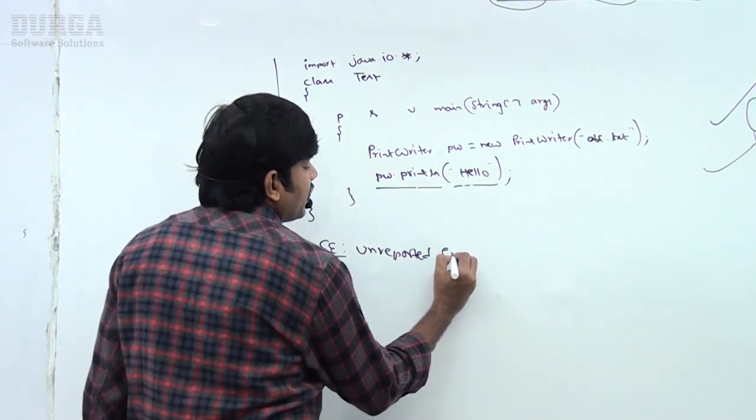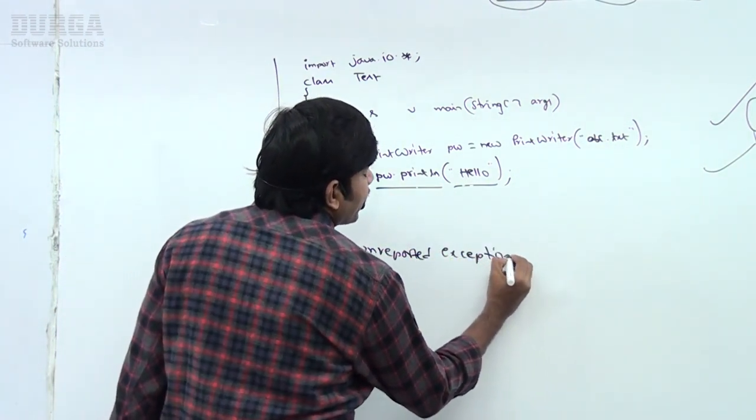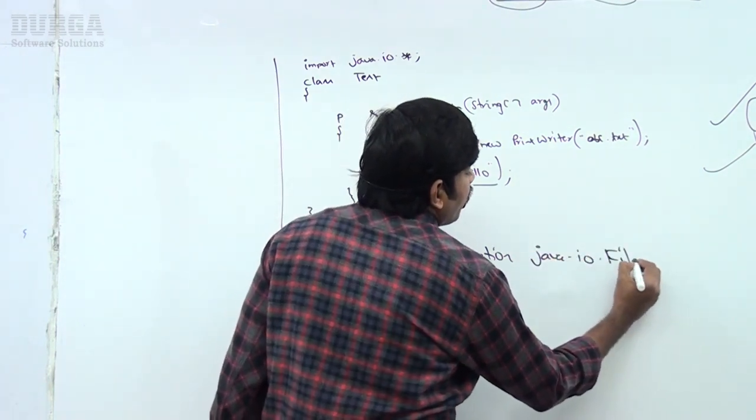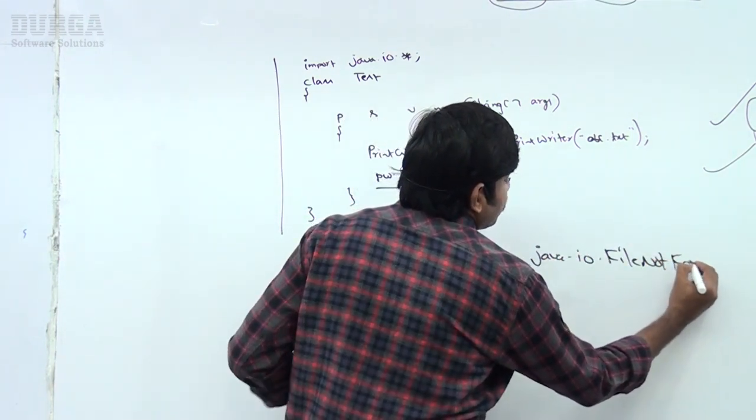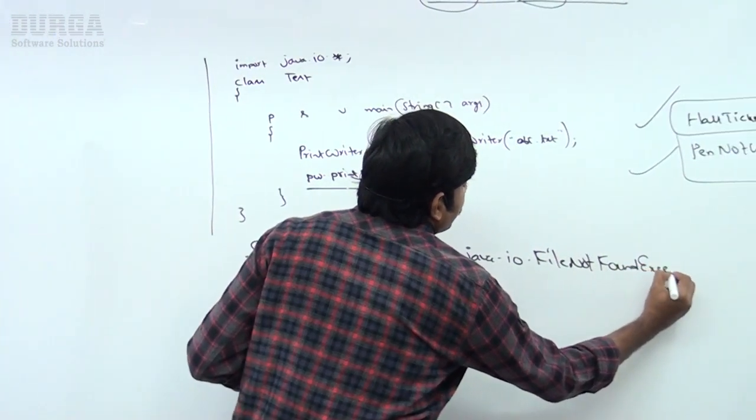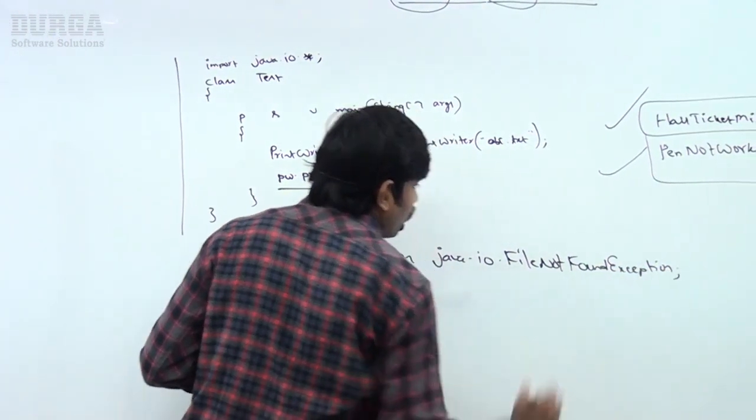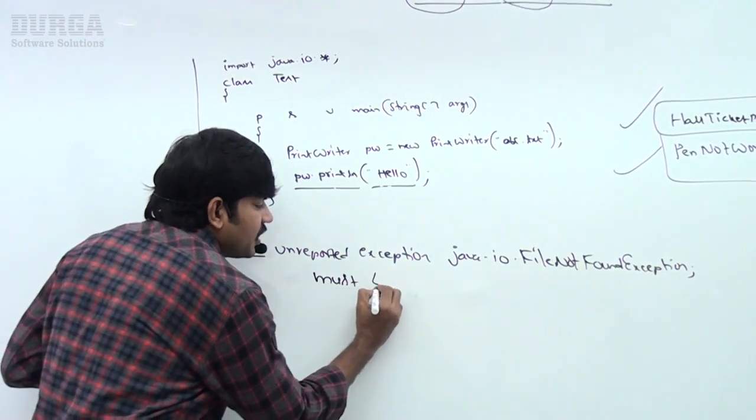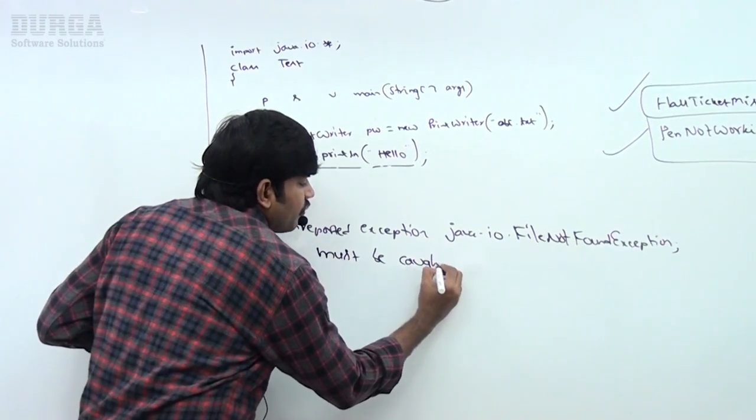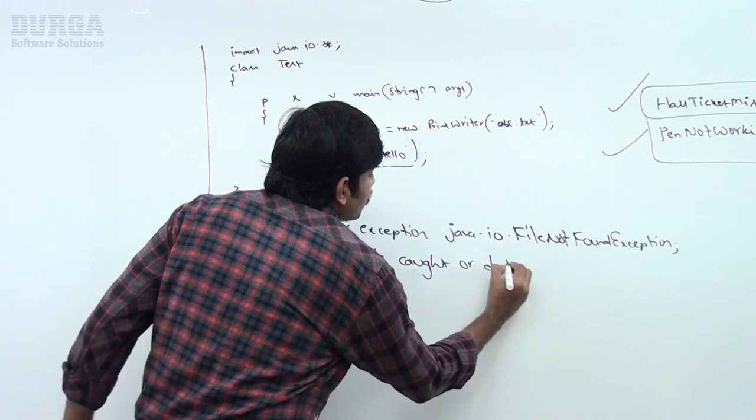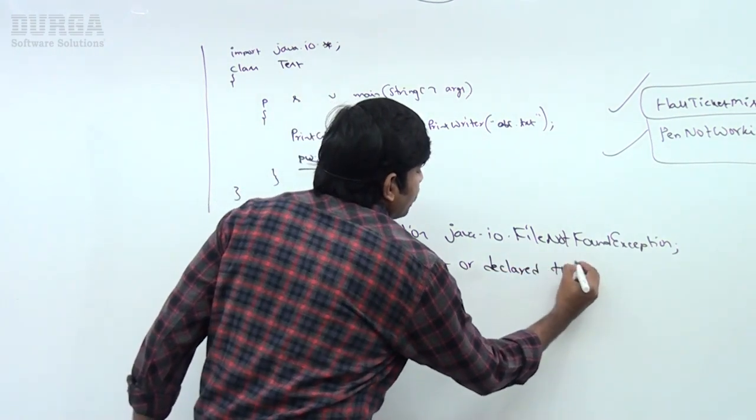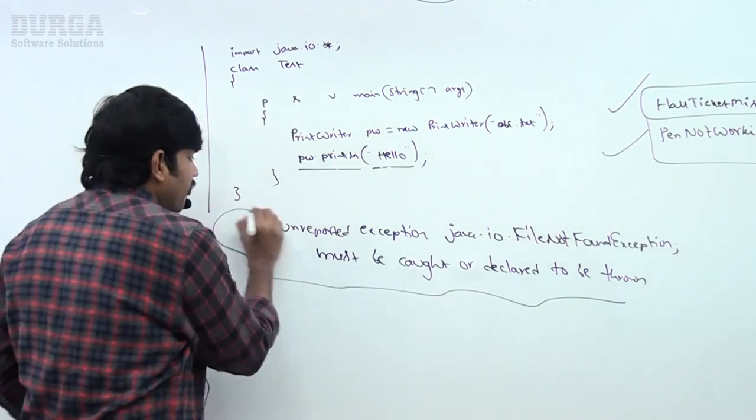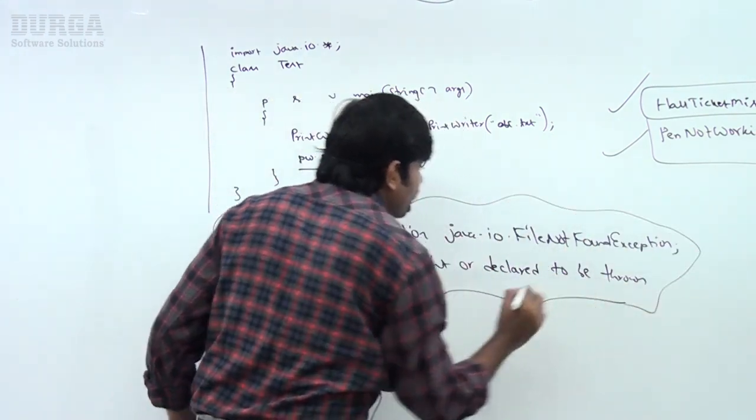Unreported exception, java.io.FileNotFoundException must be caught or declared to be thrown. Are you getting? Must be caught or declared to be thrown.